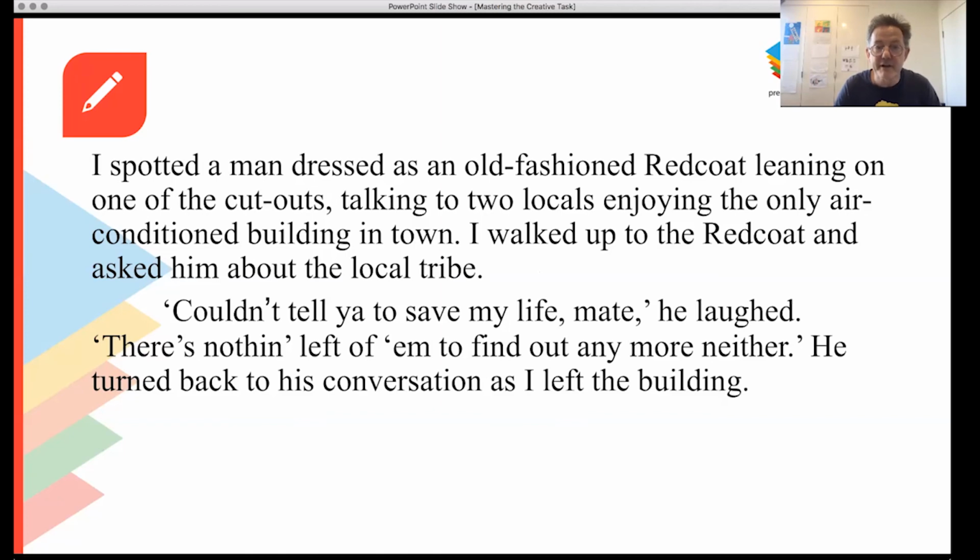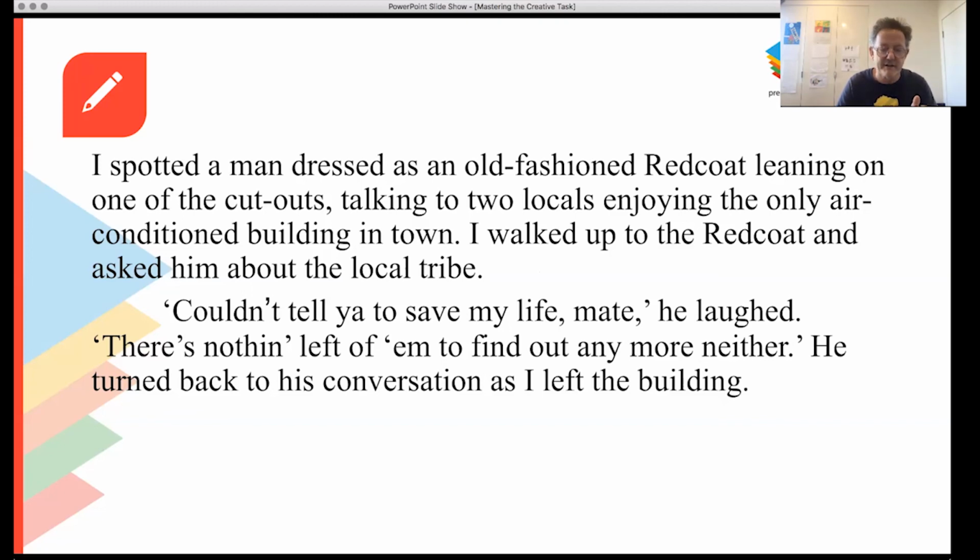I spotted a man dressed as an old-fashioned redcoat leaning on one of the cutouts, talking to two locals enjoying the only air-conditioned building in town. I walked up to the redcoat and asked him about the local tribe. I couldn't tell you to save my life, mate, he laughed. There's nothing left of him to find out anymore either. He turned back to his conversation as I left the building.